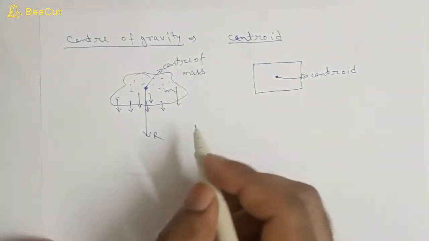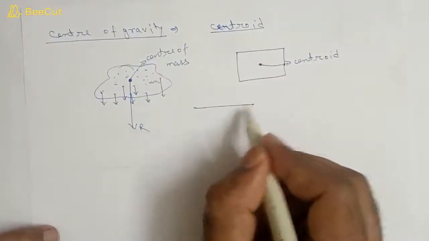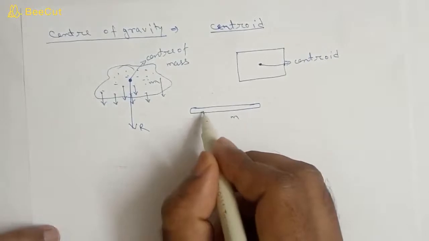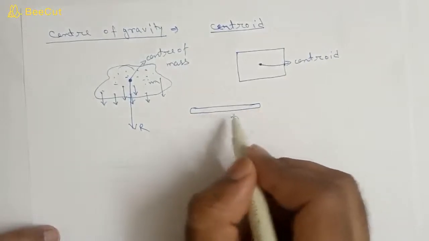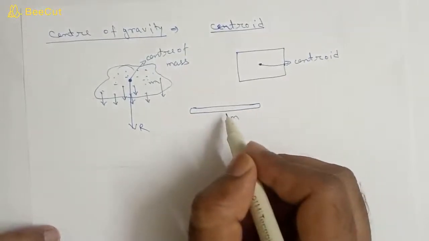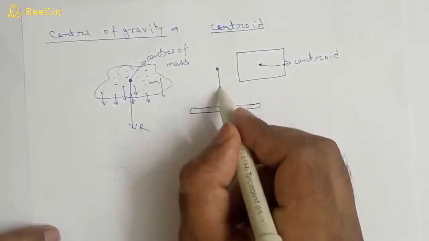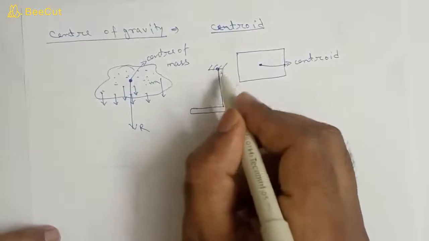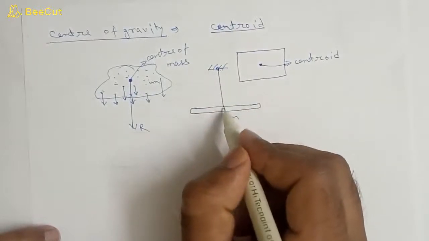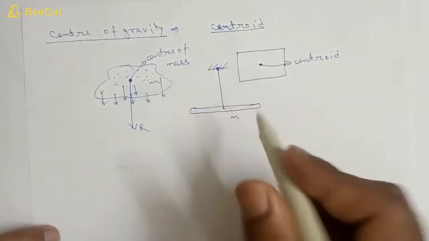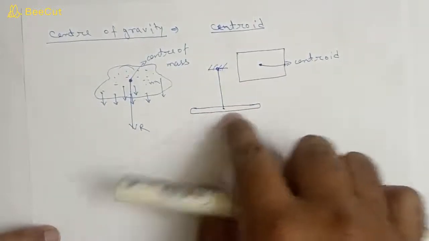To understand better, suppose this is a rod of mass m, and you have to find the center of mass of this rod. How will you find it? You will hang it by a thread. Suppose this is fixed and you hang it by a thread, and the thread is adjusted at a point so that the rod is balanced.